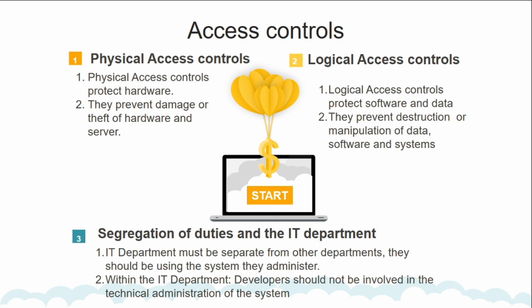Now, if we give the developer the ability to administer the system as well as develop the system, because he understands how the system was developed, he will be able to override the control. He will be able to break that control. So we want to keep the developer separate from the administration of the system. We want to keep the developer separate from the user of the system.